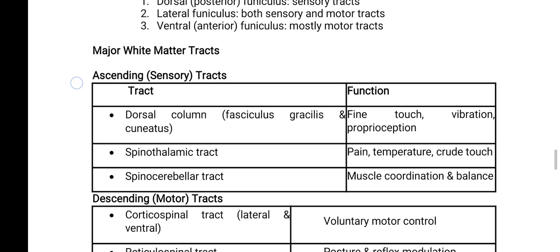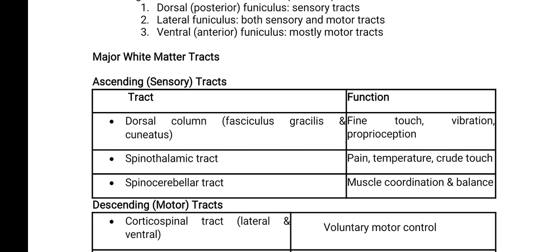Now, major white matter tracts. Let's look at the major ones that you need to know. The first one is the dorsal column. This dorsal column is made up of the fasciculus gracilis and fasciculus cuneatus. The main function of this ascending sensory tract is to carry sensations of fine touch, vibrations, and proprioception.